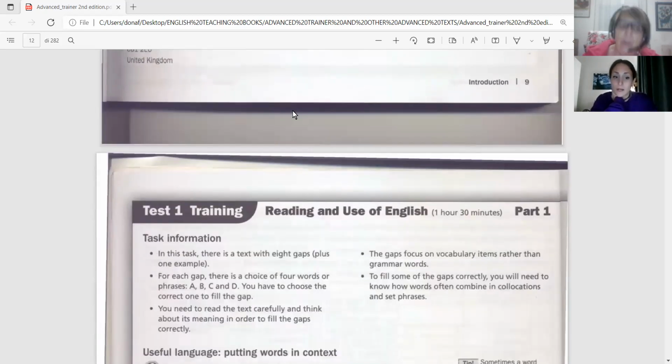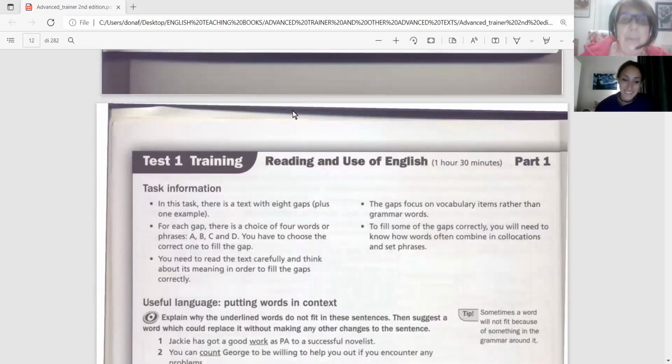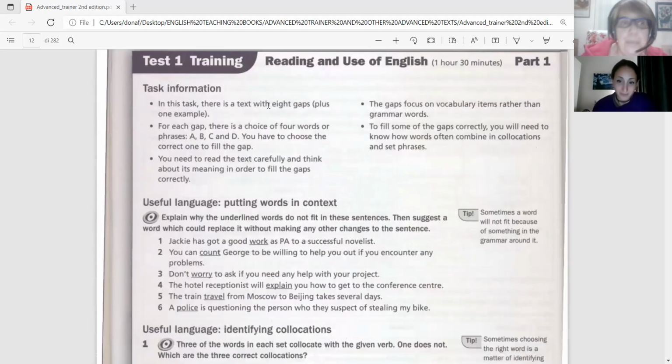Okay. So let's start immediately with the reading and use of English. So read, how is this task? You have to know exactly what you are expecting from each task. This is the first part. Read it.